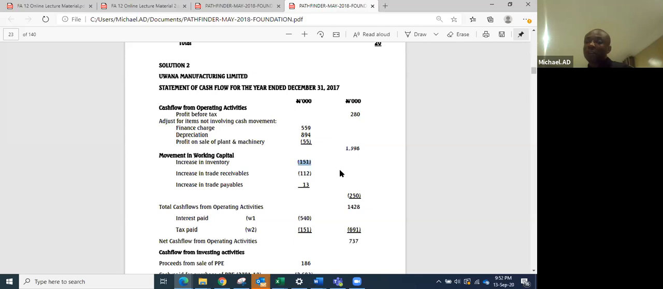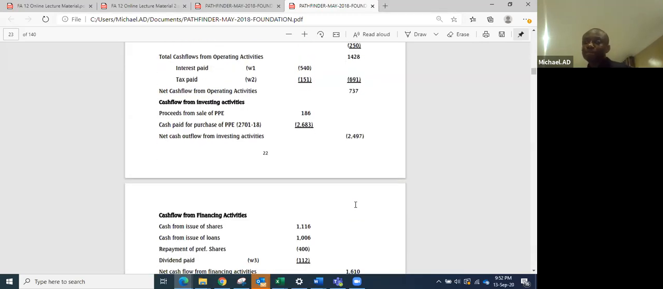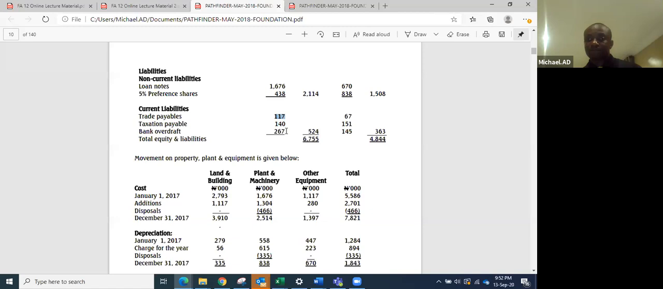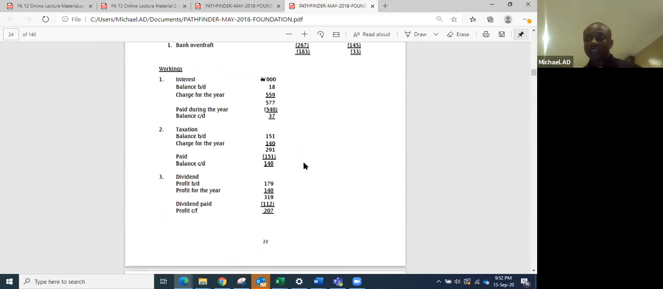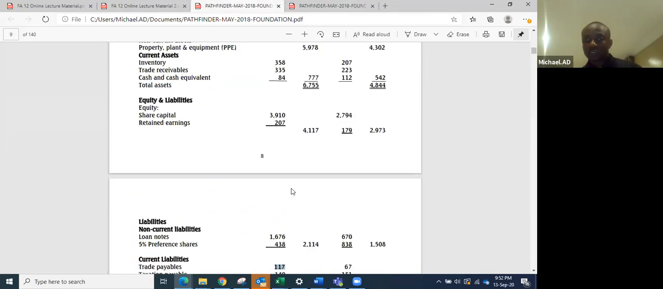So you have total cash flow of operating activities to be 1,428. It still remains the interest paid and the tax paid. Now, for your interest, if you look at it here, the opening balance of your interest is 18 naira. And how do you know? How can you get the 18 naira? Where's your interest?